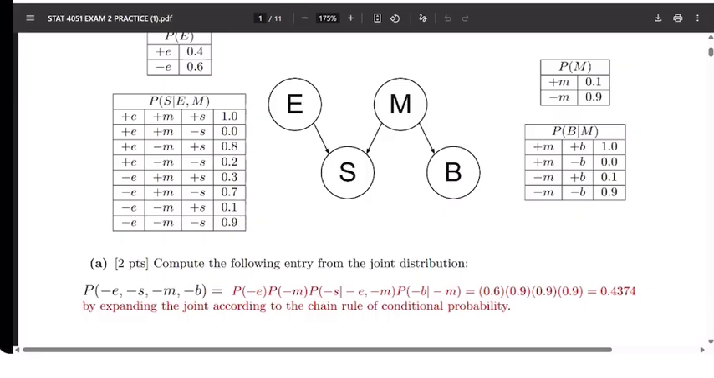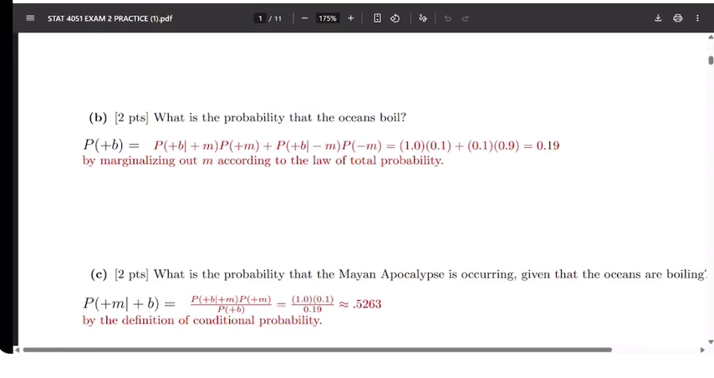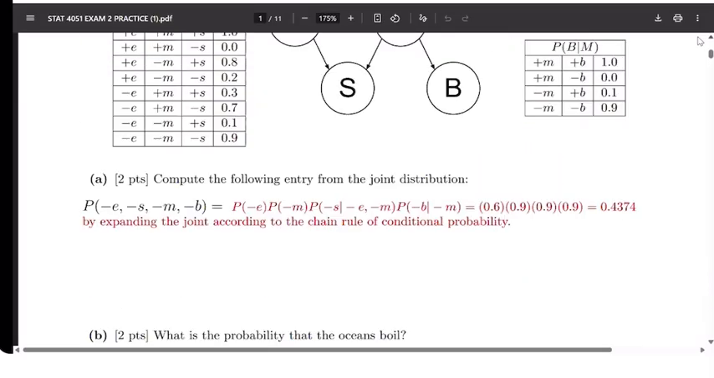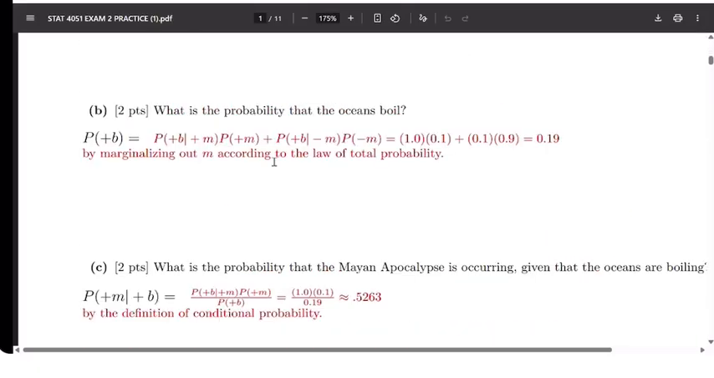Now I want to move to the next question. Please pay attention. What is the probability that the oceans are boiling? That will be plus in the B. Now if I want to find the probability of B plus, I'm focusing on B plus. That is actually what we call a total probability in Bayesian theory.